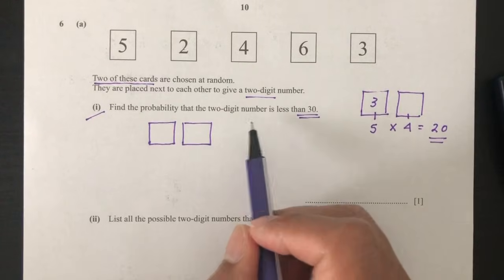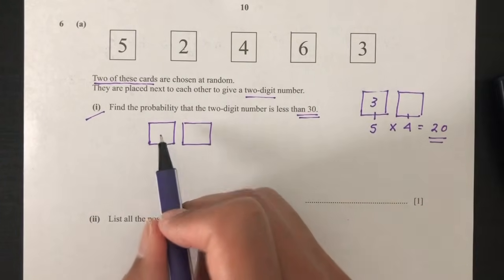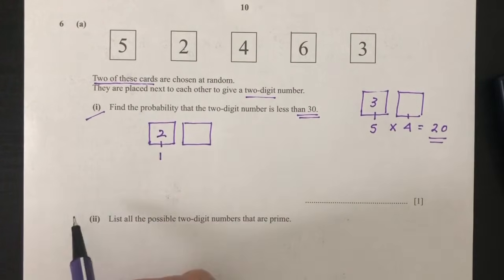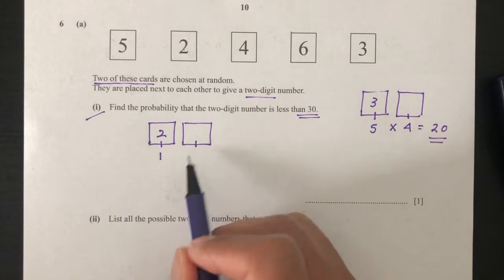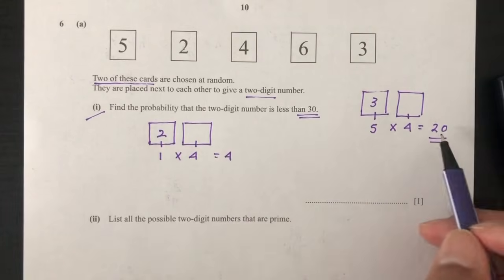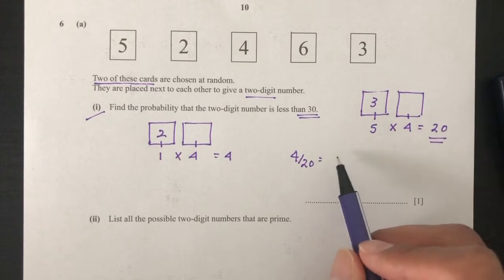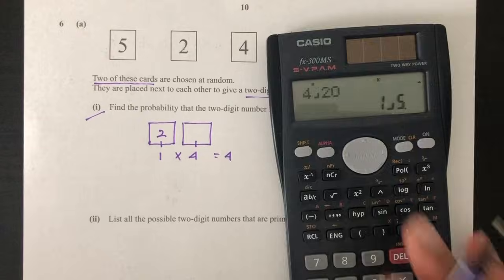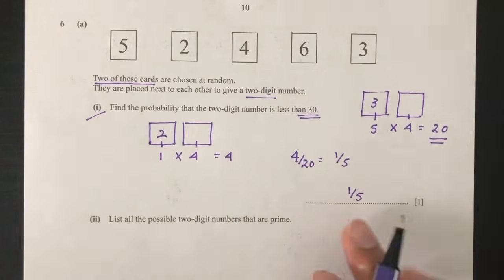Now for it to be less than 30, the first number has to be less than 3. It has to be 2. So for 2, we have only 1 choice. And for the remaining, we can choose 5, 4, 6, or 3, so we have 4 choices. So 1 times 4 is 4. So we have 4 over 20 for the chance. If you divide by 4, that is 1 over 5. So 1 over 5 will be your probability for this one.